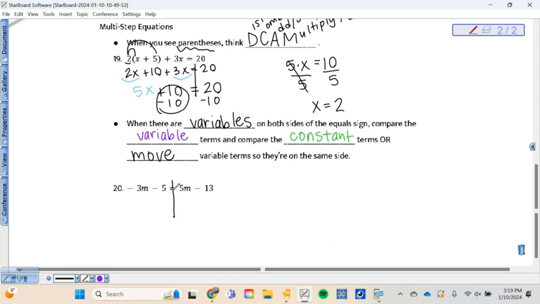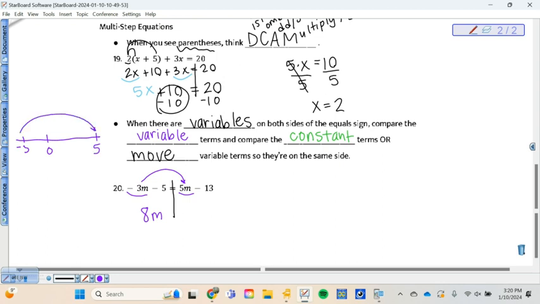The ones with the variable in it. Good. Negative 3m and 5m. What's the difference between negative 3m and 5m? Good, 8m. That was tripping up a bunch of people today. Negative 3 to 5, right?